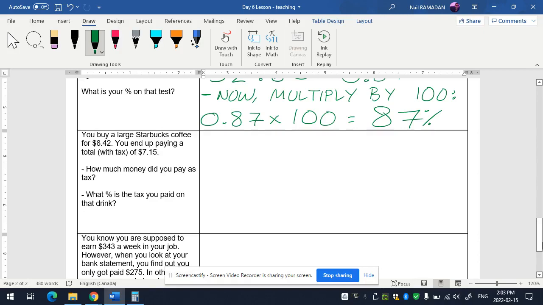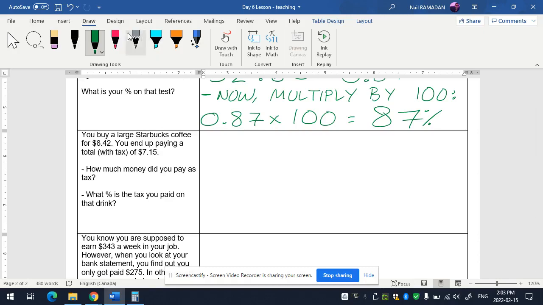What do you do with those numbers? Do you add or subtract? You paid this much full, but the menu price was, so you just subtract to see the difference between those numbers. And then you have to tell me what percentage is that tax you calculated here from the original menu price. All right. So step number one, everyone.